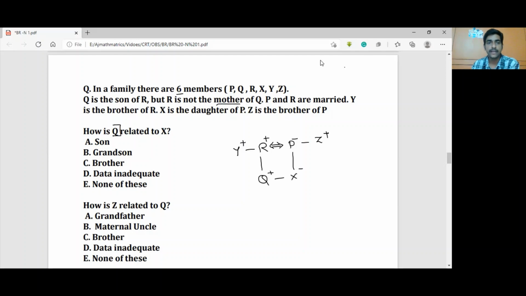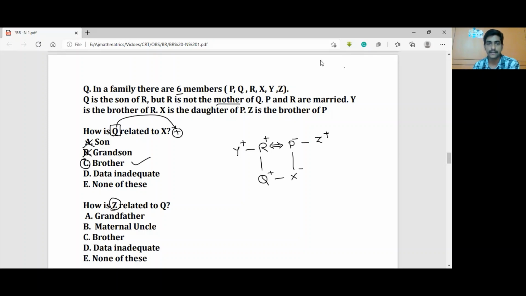And how is Q related to X? See, Q and X become siblings to each other. And this answer depends on Q's gender, that is plus. Q and X are in the same generation. Same generation, male. What are the possibilities? It can't be a grandson. It can't be a son. So obviously the answer will be brother, because Q and X are siblings to each other.